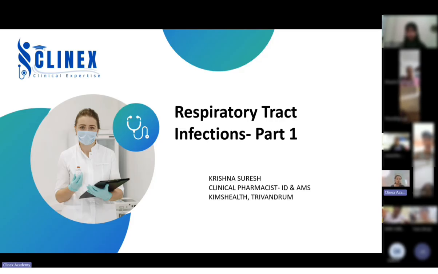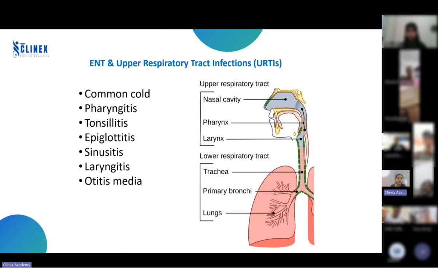So today we'll be dealing with respiratory tract infections. Mostly I'll be dealing with the upper respiratory tract infections and ENT infections. As you know, the upper respiratory tract is the part from the nasal cavity to the larynx. So all those infections such as the common cold, pharyngitis, tonsillitis, epiglottitis, sinusitis, laryngitis, and otitis media, which is an ENT infection. All these things I'll be covering today. Along with that, I'll also be covering community-acquired pneumonia.